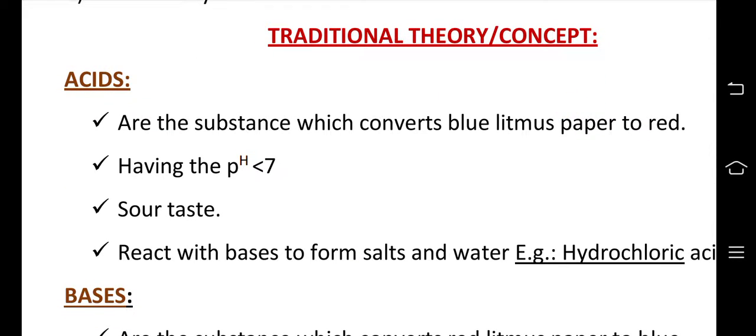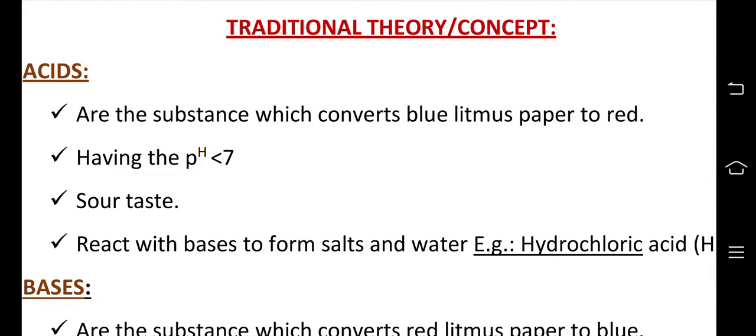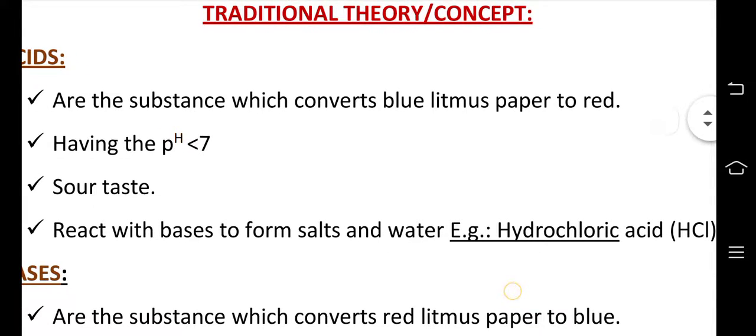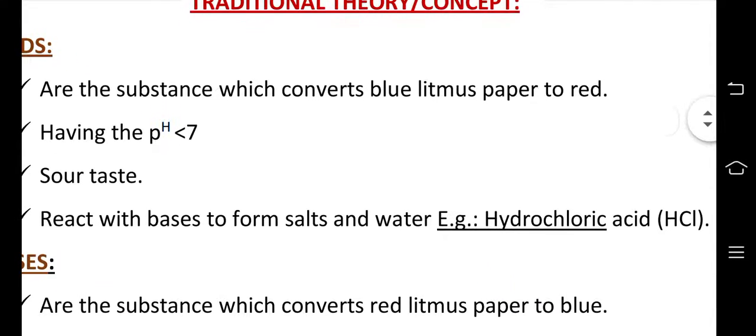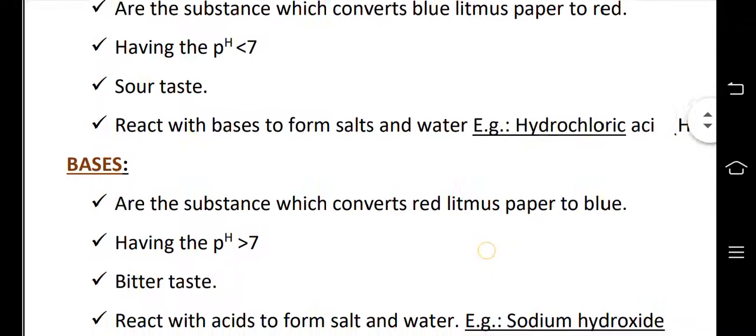According to traditional theory, acids are the substances which convert blue litmus paper to red, and they have a pH less than 7, and acids are sour in taste. They react with bases to form salts and water. Example, hydrochloric acid. Now coming to bases.